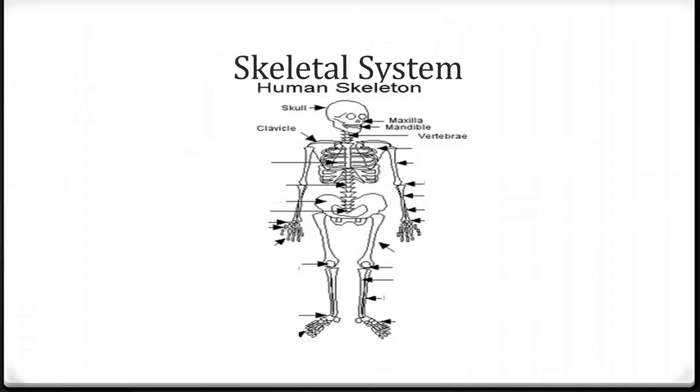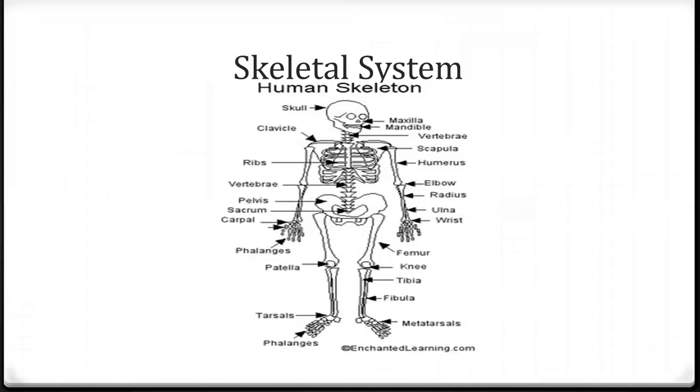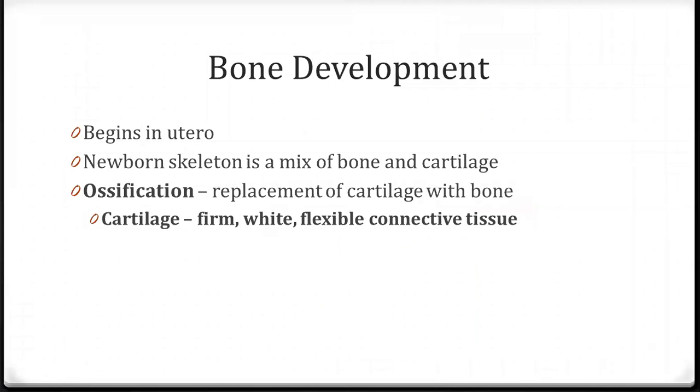This is no longer in your packet, so you can just kind of ignore this for a minute. There you go. Okay, so bone development begins in utero. Newborn skeleton is a mix of bone and cartilage. Ossification is the replacement of cartilage with bone. Cartilage is firm, white, flexible, connective tissue.